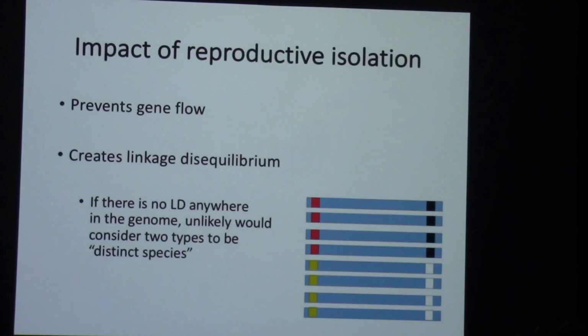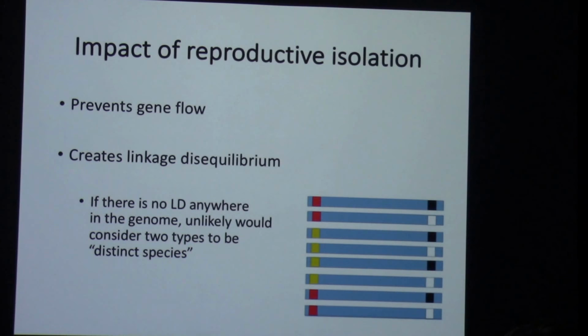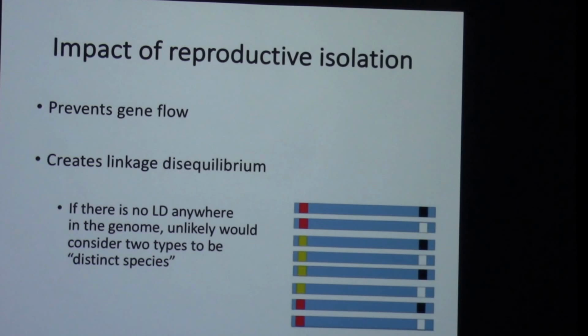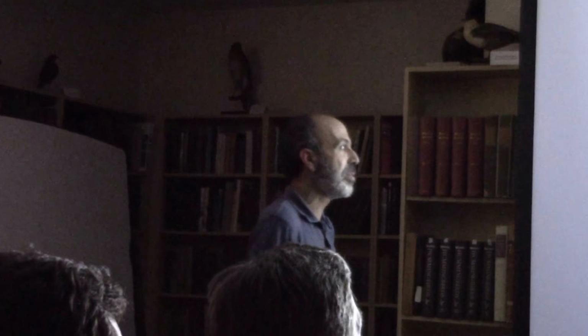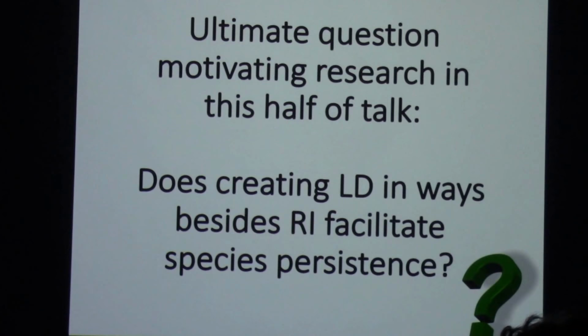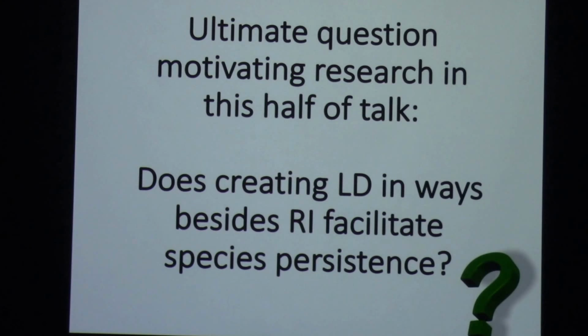It's a possibility. In contrast, if you were to see something where there's absolutely no pattern whatsoever, it's very unlikely you would consider these two types to be distinct species. So in some sense, linkage disequilibrium is really fundamental to these distinct types that we refer to as species. Of course, you can get this from allopatry as well. The ultimate question motivating this half of the talk is, does creating LD in ways besides just reproductive isolation facilitate whether species can persist? And again, not referring to allopatric types, but to types that are actually interacting with each other.